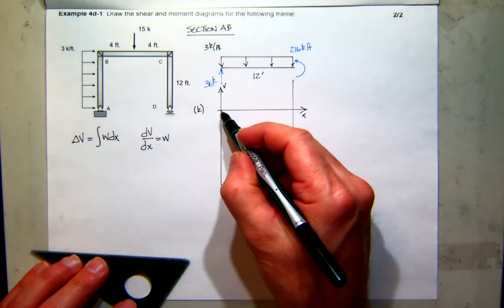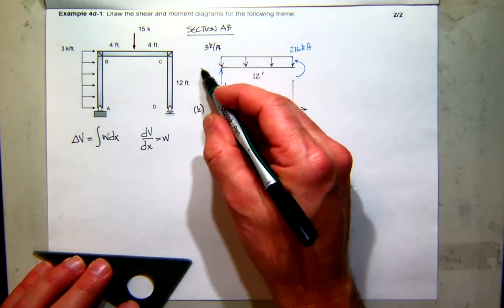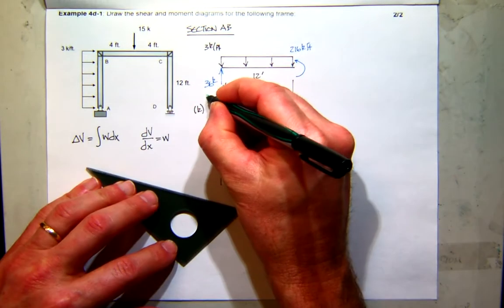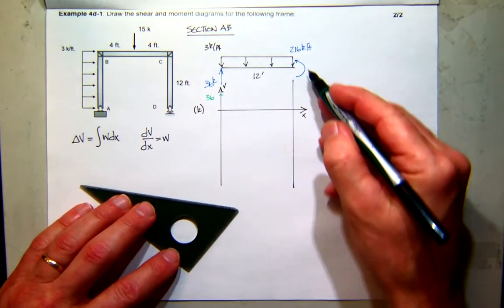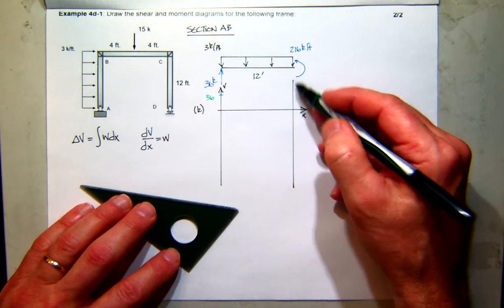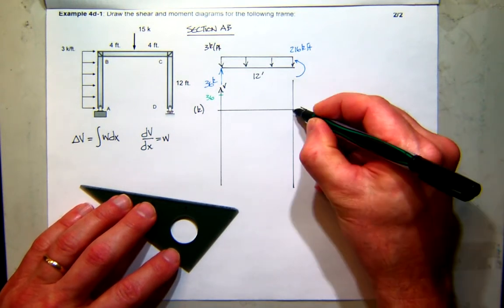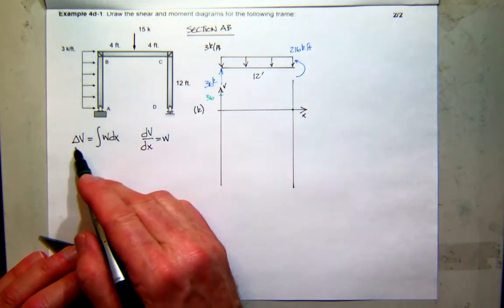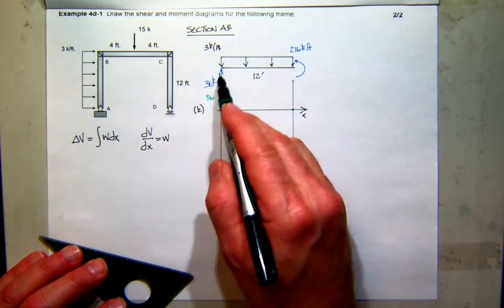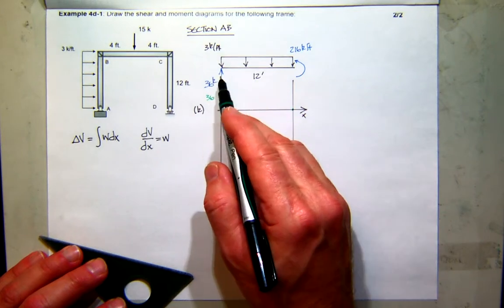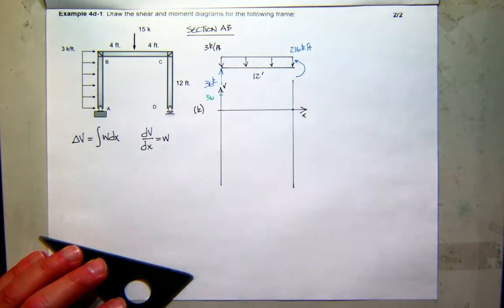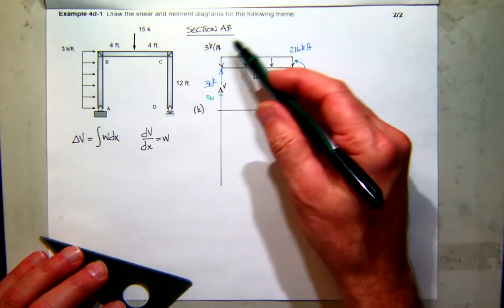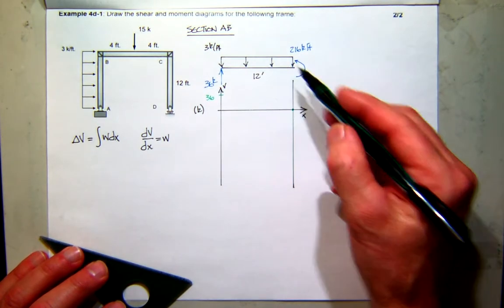So starting here at A, what's the value of our shear? Positive or negative shear? Positive. So we're going to start at 36, and we're going to go to a shear of 0 on the right-hand side. So we see what the change is going to be. It says the change in shear is the area under the load curve. What's the area under the load curve? It's a rectangle, base times height, 12 times 3, it's 36. And the load is down, so that's negative. So 36 minus this change, which is also 36, does bring us to 0.